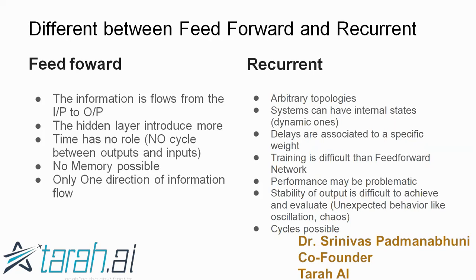But because of this complexity of the topology and cycles, it is also important to understand that training of recurrent neural networks is more difficult as compared to a feed-forward network like a multilayer perceptron or a CNN. And also because of the cycles, it is possible that there is unpredictable behavior like oscillation and chaos. As you all know, wherever there are control systems with feedback, or any kind of natural phenomena which involves a feedback loop, it's more complex to predict the phenomena because of the nonlinear nature of the whole thing.